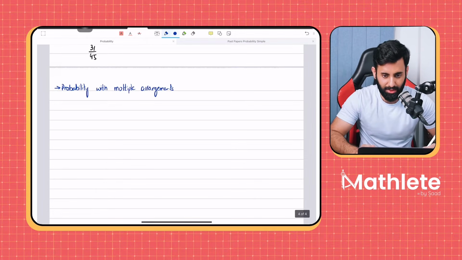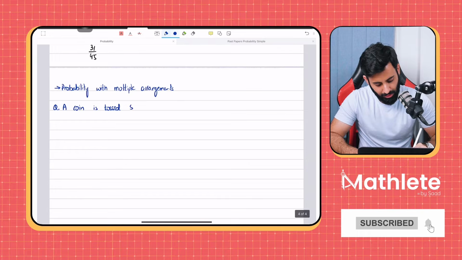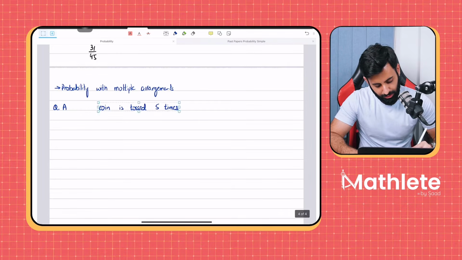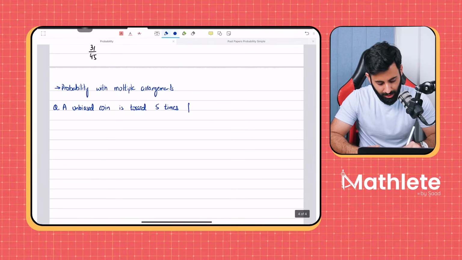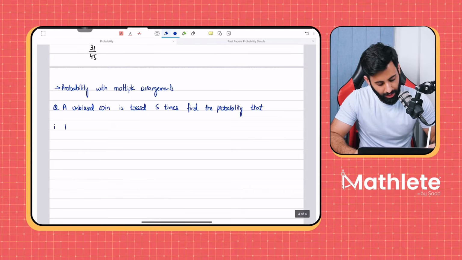So let's learn this with the help of an example question. Here's what it says. A coin is tossed 5 times. Okay, so a coin, let me add unbiased. All right, so always look for these keywords, whether it's biased or unbiased. If it's unbiased, that means the probabilities of all the outcomes are going to be equal. An unbiased coin is tossed 5 times, and your task is to find the probability that, now here comes the first part, head is obtained 5 times.